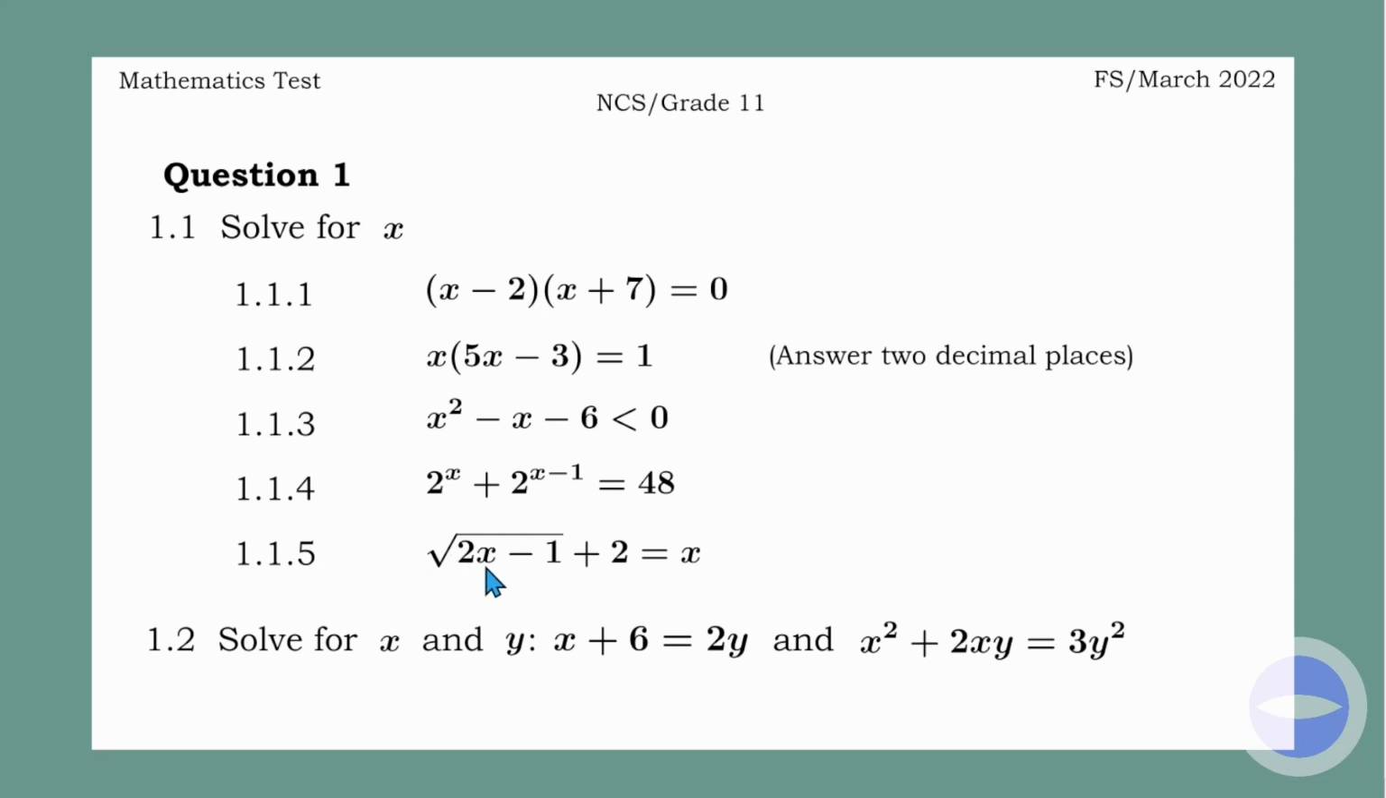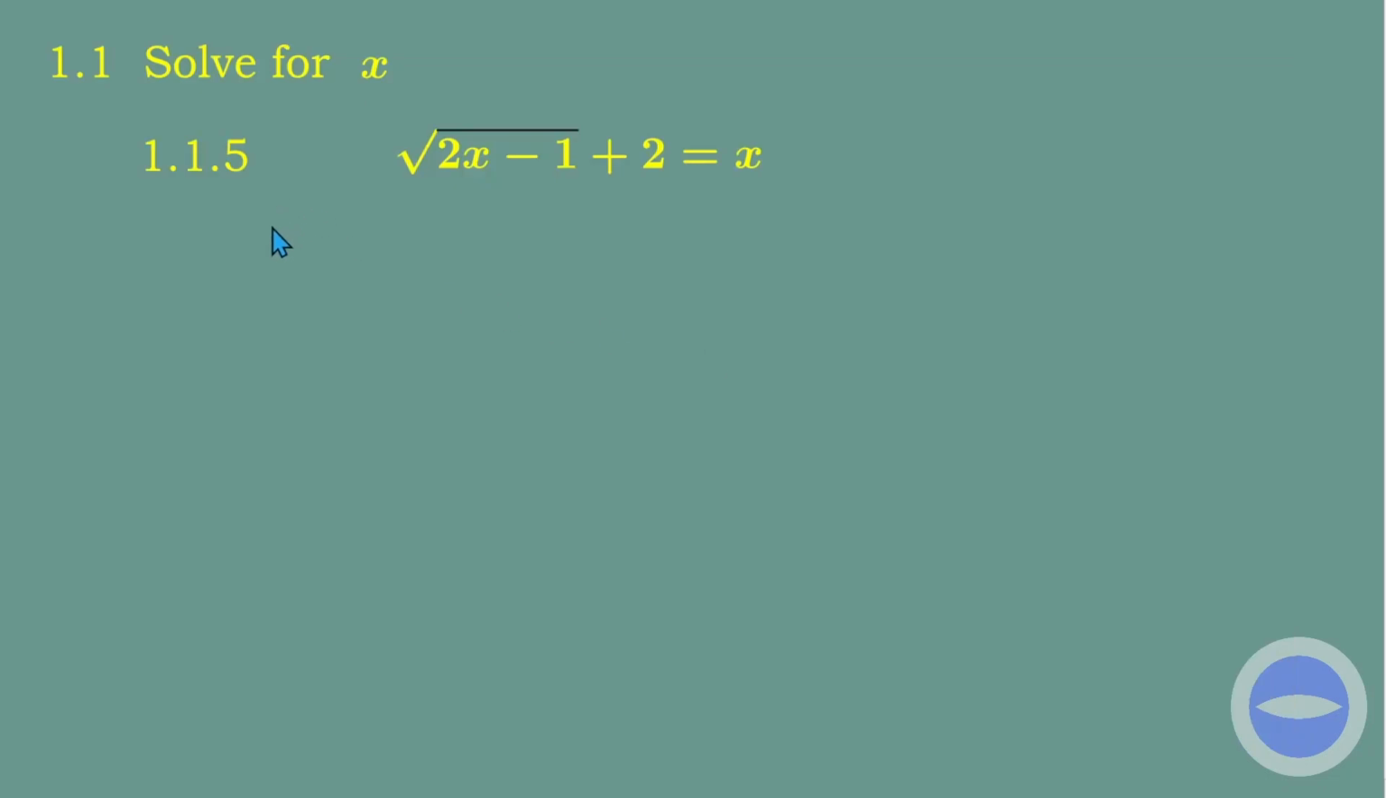1.1.5: the square root of 2x minus 1, plus 2, equals x. So let me find this. So here is the slide for this one. In order to solve this, I will move 2 to the other side, so the square root is left alone on the left hand side. So I will say the square root of 2x minus 1 equals x minus 2. And then the next step, I square both sides.